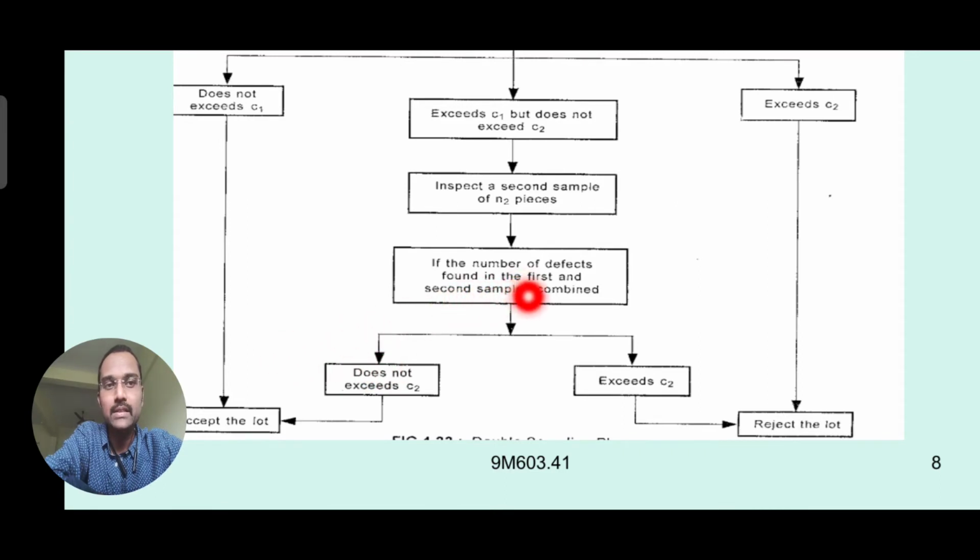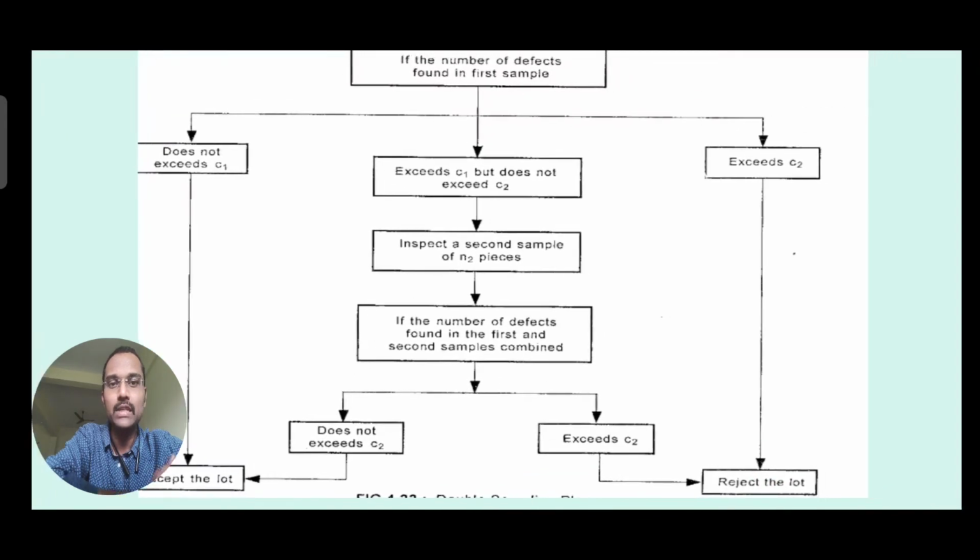In the case where the combination of the first and second samples has a number of defectives exceeding C2, the acceptance number being 2, if you are getting 3 in combination of both first and second samples, you can see the chart at the right hand side, it is exceeding C2. What you have to do is reject the lot, right? So the probability of acceptance is more in this case when compared with the single sampling.